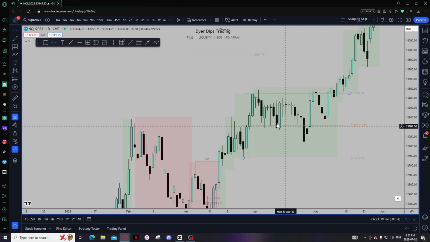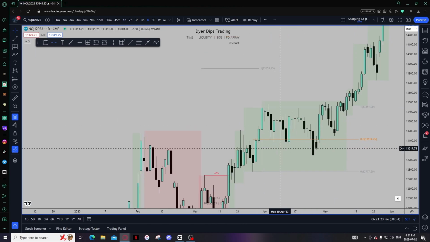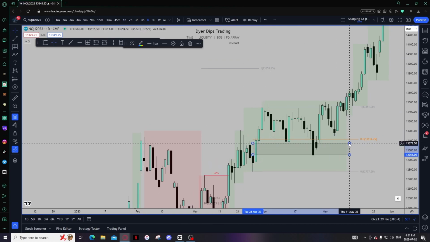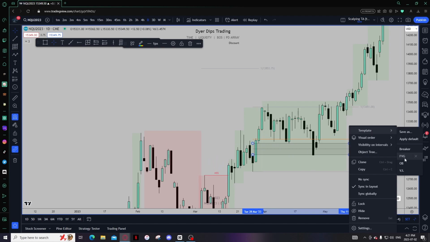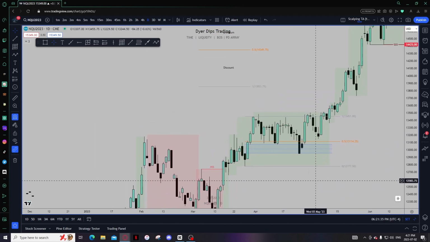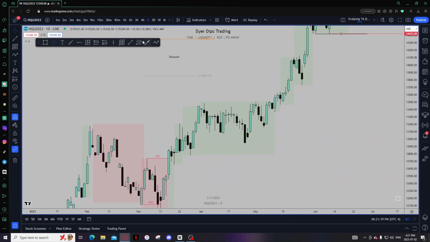What did it do? It came below the 50% mark, which means it entered a discount in bullish conditions. This is a potential buy, especially when you have a fair value gap. Okay, that looks like a pretty good buy opportunity there, doesn't it? Interesting. Let's move on to the next example.